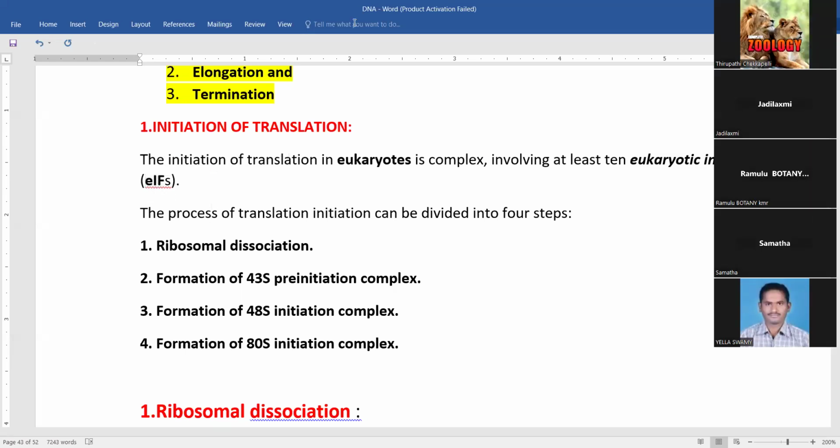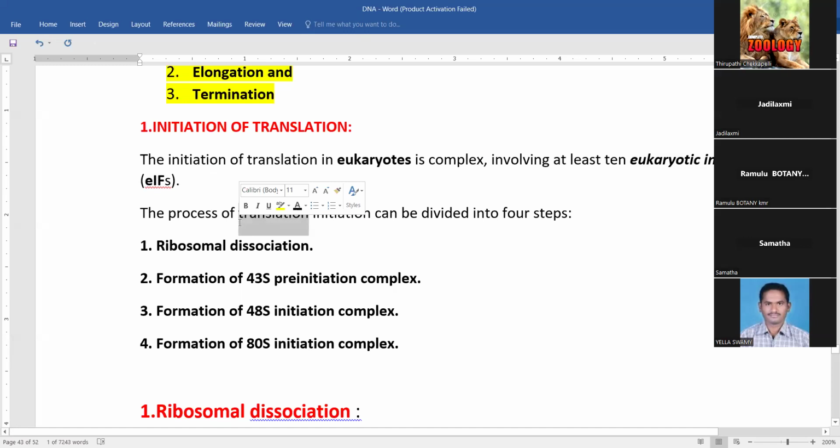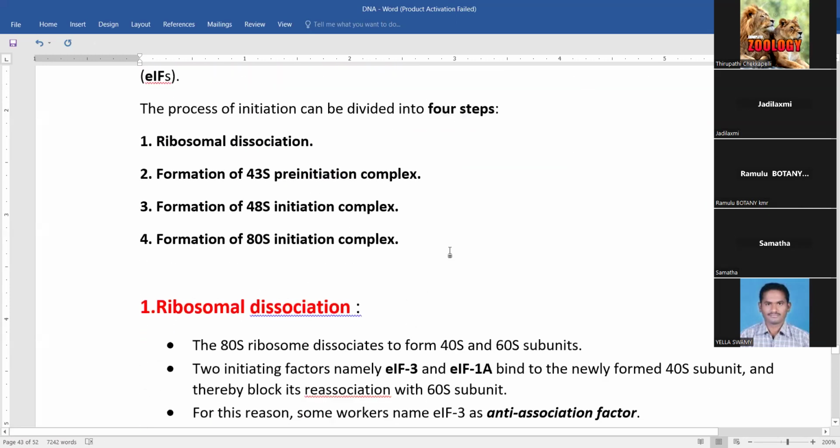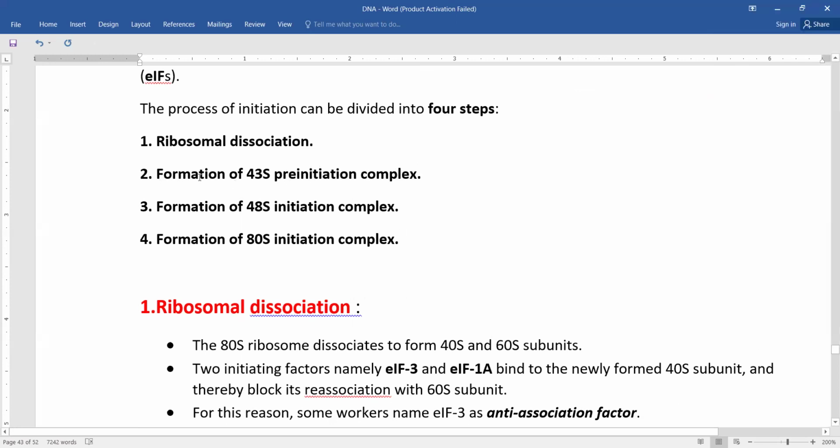Okay. So here the process of initiation can be divided into four steps. The initiation is again divided into four steps. What is that? Just now we have seen ribosomal dissociation. This is new: formation of 43S pre-initiation complex. One is 43S pre-initiation complex formation, and another is formation of 48S initiation complex. Okay, so formation of 80S initiation complex.